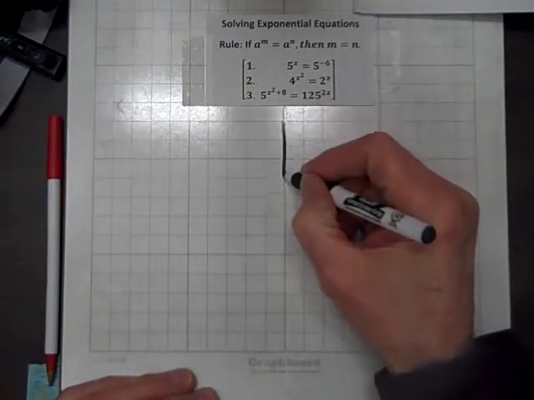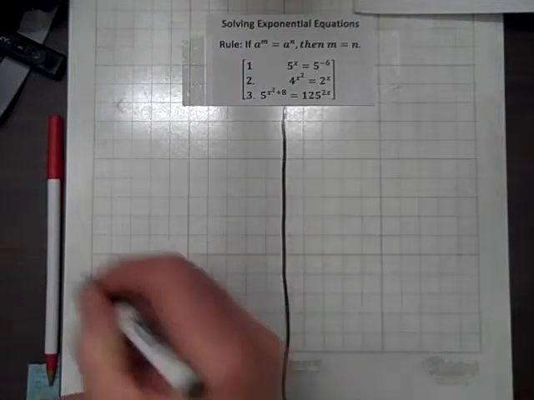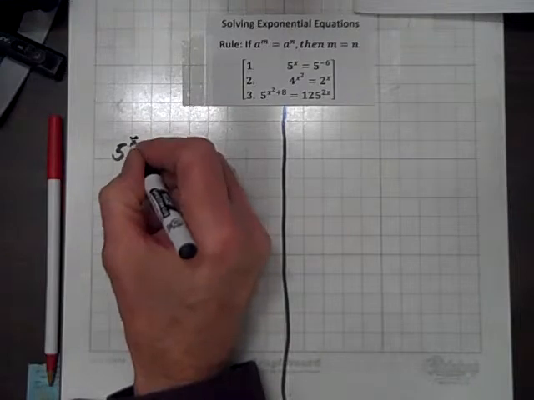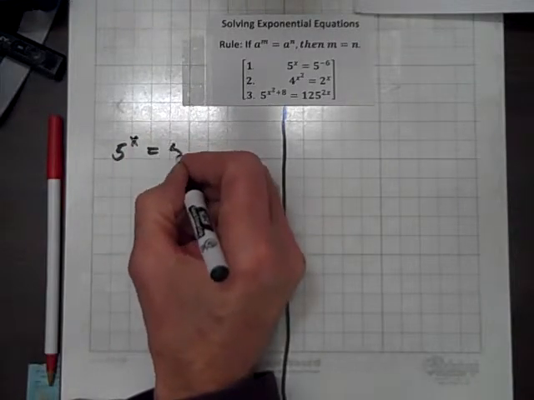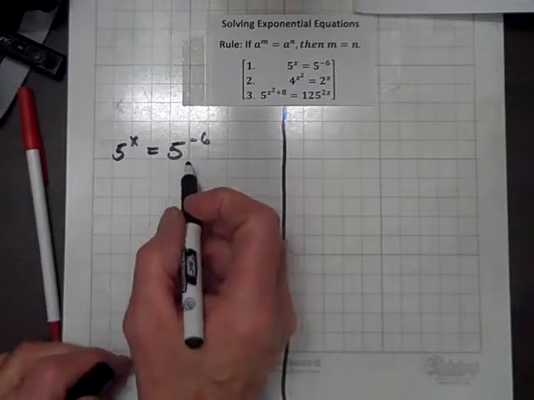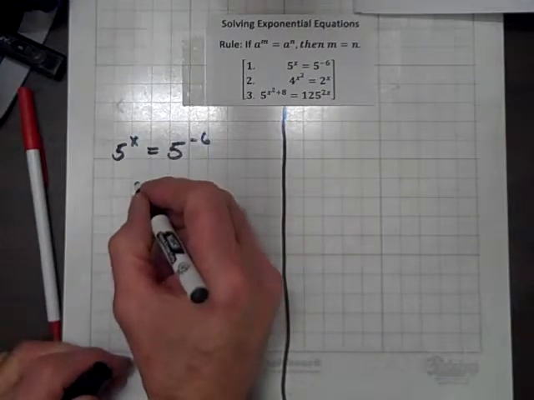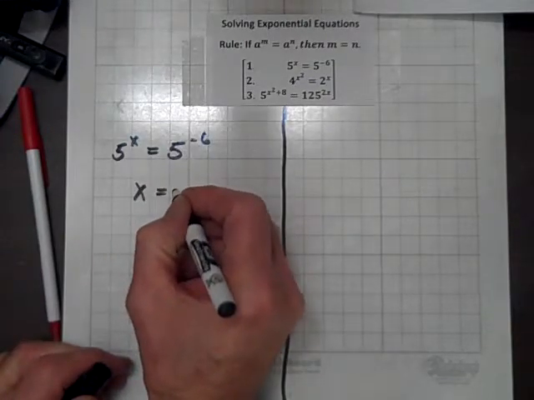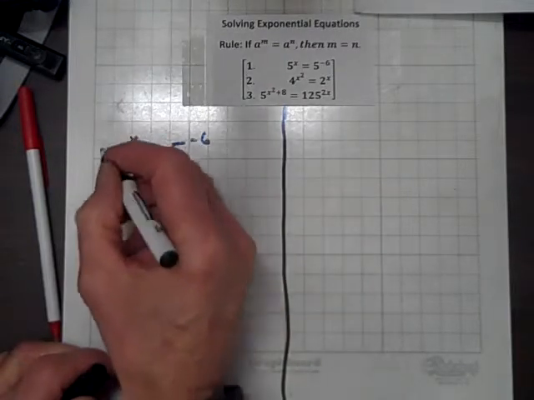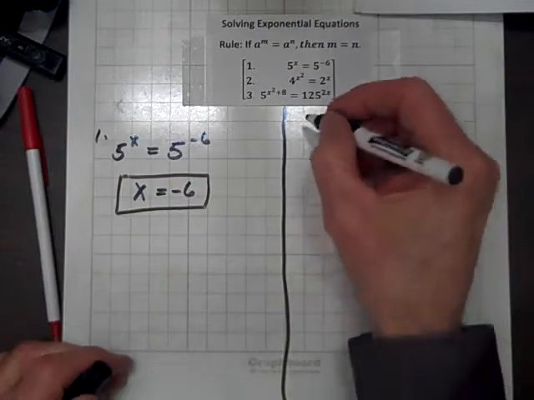So, let's do the first one. And we have 5 to the x equals 5 to the negative 6. The only way that can possibly be true is if x equals negative 6, and we are done. We have solved for x. So that was 1. Let's do 2.